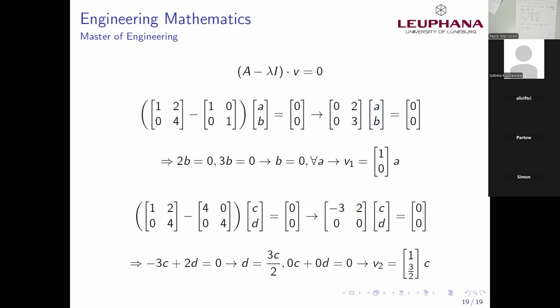But if I write in this form, D equals 3 divided by 2 times C, and for each C, because C is not involved in the conditions. This means V2 is (1, 3 divided by 2), everything multiplied by C. We can see that C appears in both components, the first and the second, because D is a function of C. We'll go in depth next week.